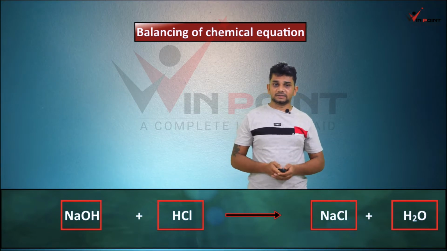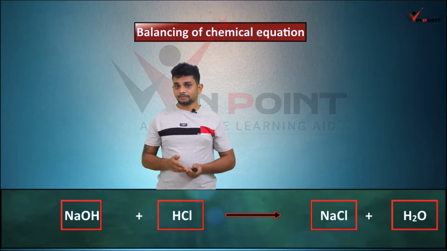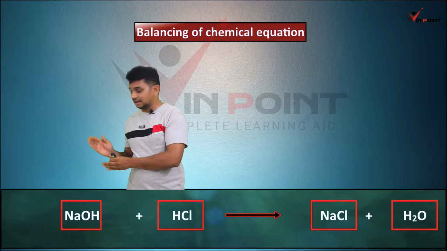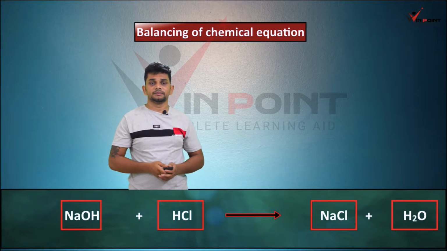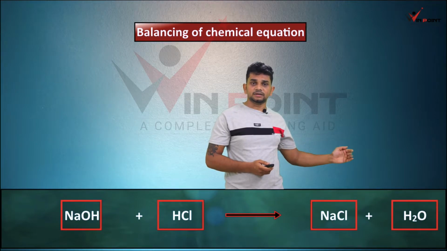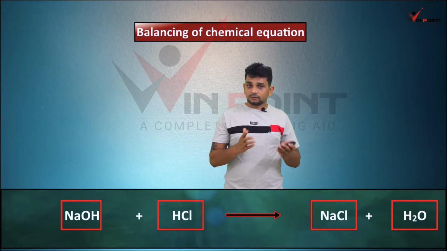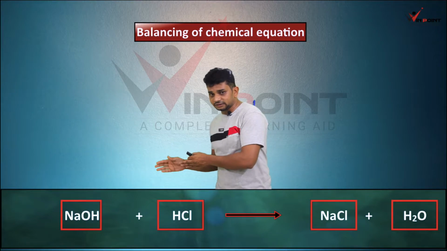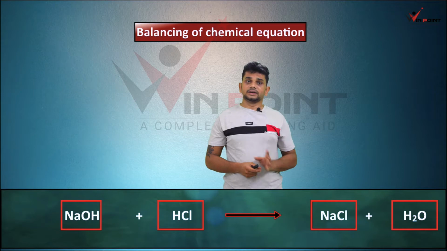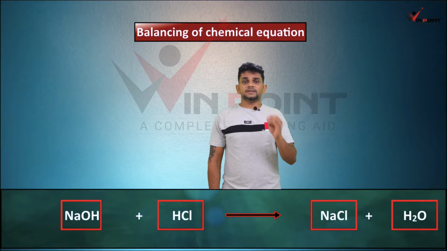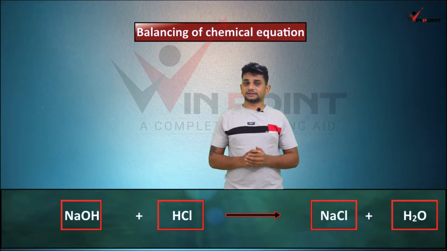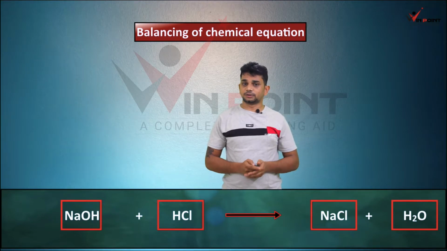It is also balanced. Now we can go for the number of sodium. Here in the reactant side, how many sodium can you see? NaOH means only 1 sodium. In the product side, NaCl, only 1 sodium. In the case of chlorine, in the reactant side HCl has only 1 chlorine, in the product side NaCl has 1 chlorine. It is also balanced. So this equation is a balanced equation. The balanced equation is NaOH plus HCl gives NaCl plus H2O.